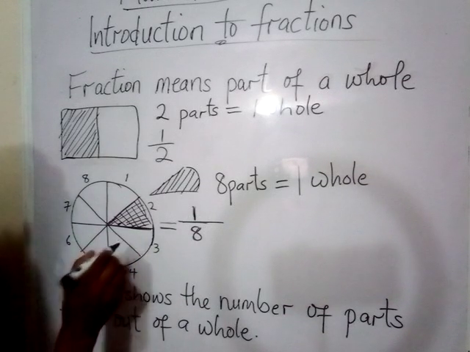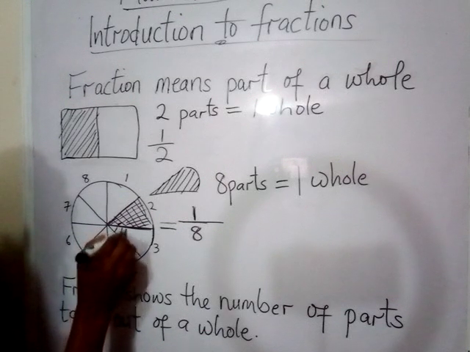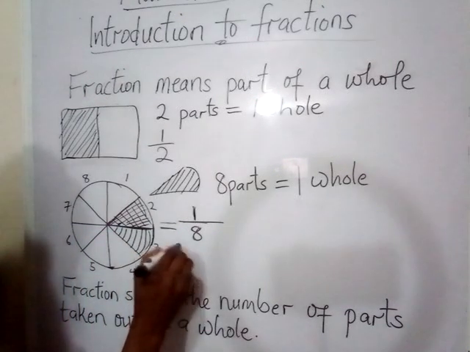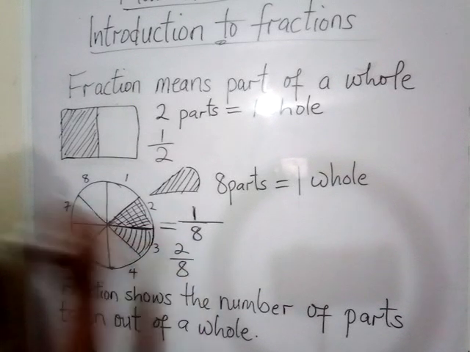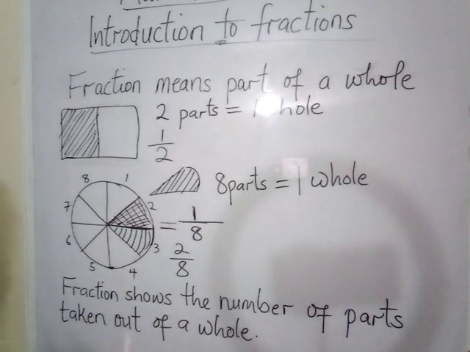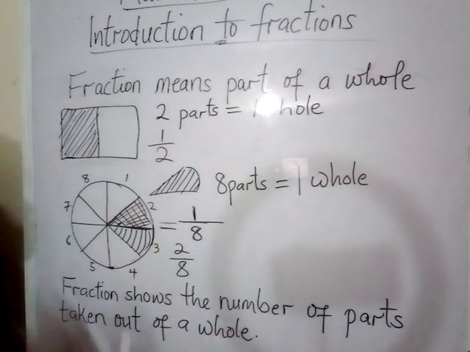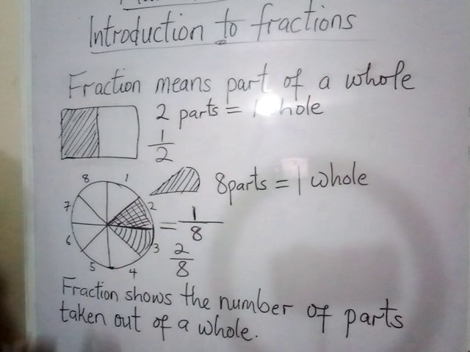Assuming we shade 2 parts, it will become 2 out of 8 parts. If we shade 3 parts, it becomes 3 out of 8 parts. Just like that. Okay?